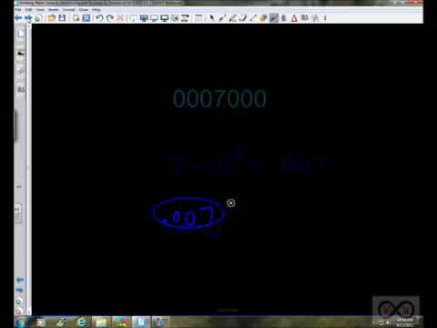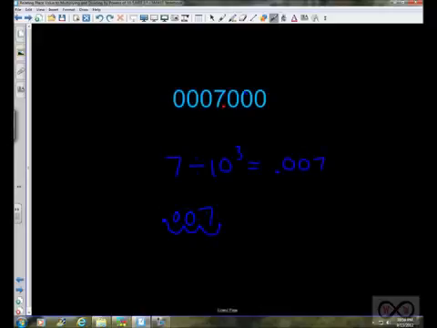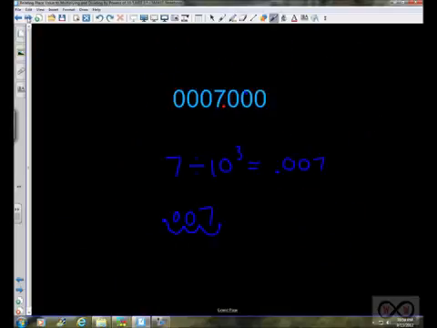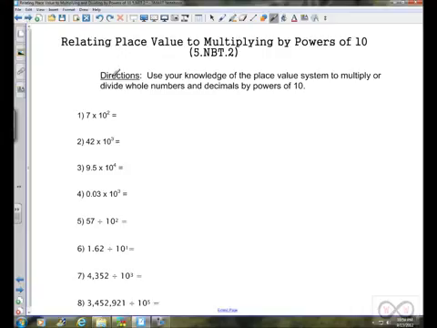So now that we know that, and it's all because our place value system is based on 10, you can use that little trick when you're multiplying by powers of 10. We're going to take a look at this worksheet. You can go to worksheetsandwalkthroughs.com and print this out if you'd like. We're going to take a look at these 8 problems. Now, let's take a look at the directions first. It says, directions: use your knowledge of the place value system to multiply or divide whole numbers and decimals by powers of 10. So the first 4, you're multiplying by a power of 10, and the last 4, you're dividing by a power of 10.